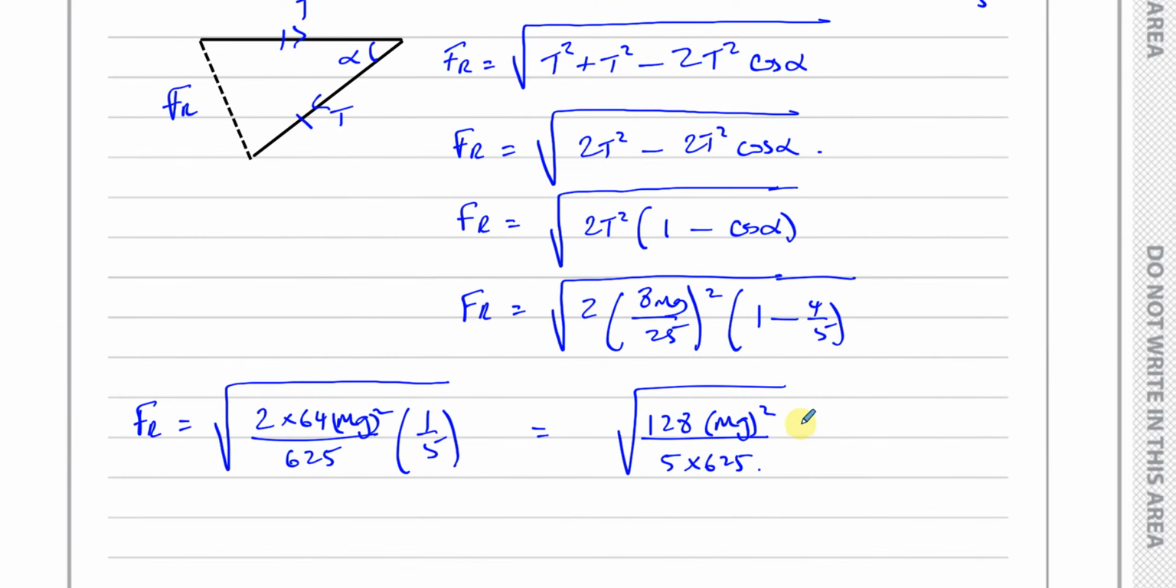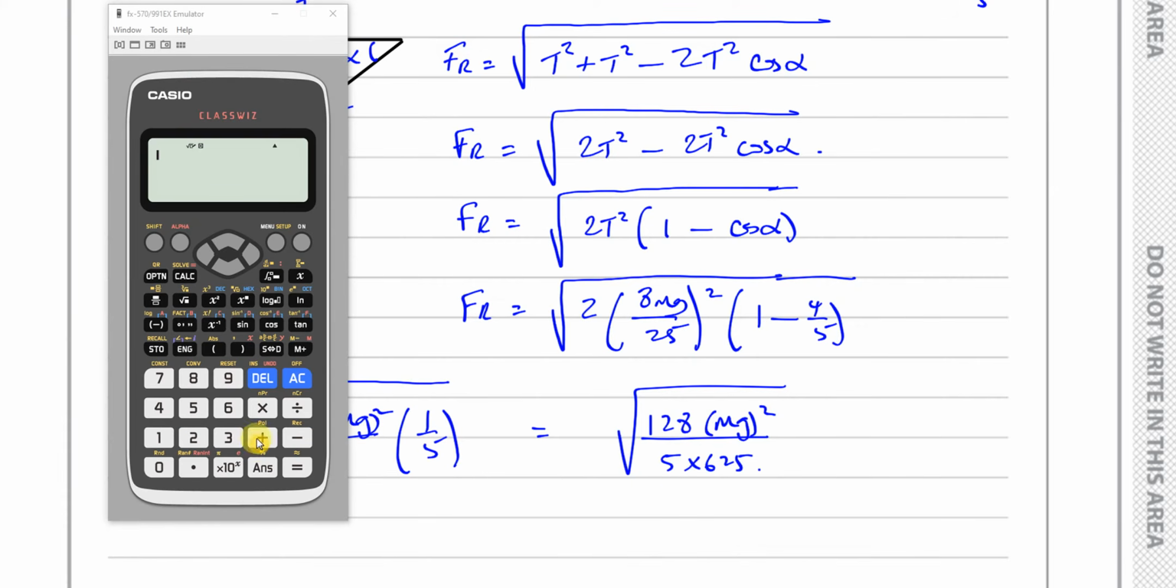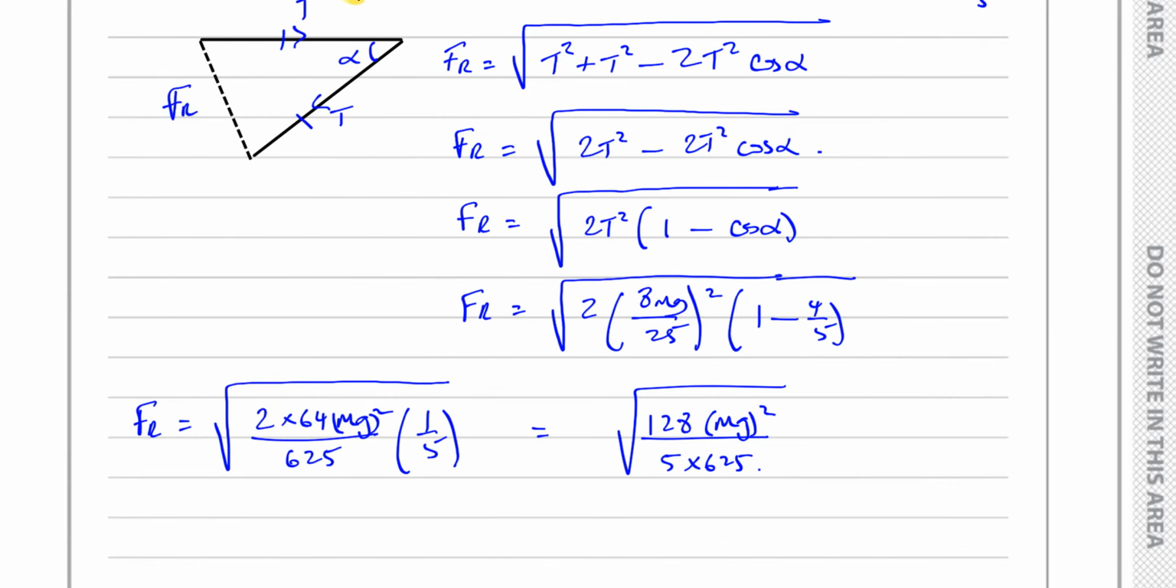I'm going to find the square root of that, so let me just use a calculator. I'll put the square root of 128 over 5 times 625. Okay, let's see what that gives us. It gives us 0.2. Can I make that a bit simpler? Let's try to do this without using decimals and give it an exact value.